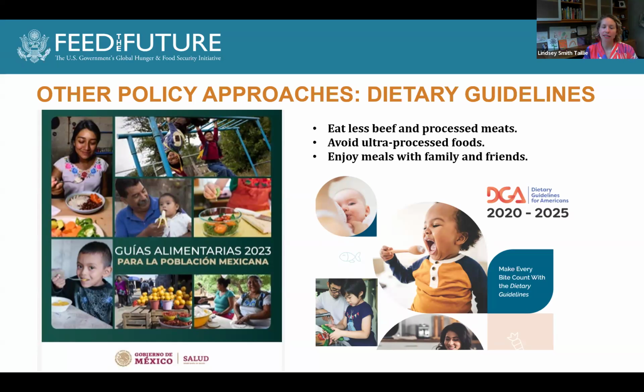But in other countries, we're starting to see more of an acknowledgement of environmental sustainability, recognizing that we need a sustainable food environment, our food system, in order to produce these foods. So for example, guidelines that say things like eat less beef and processed meats. That's a recommendation that has benefits for health and benefits for the environment.